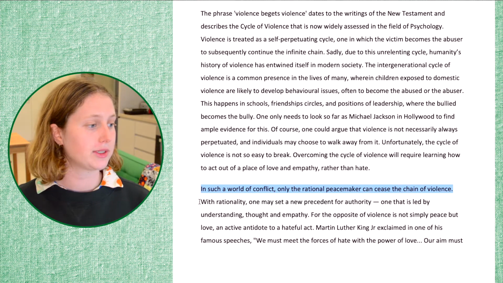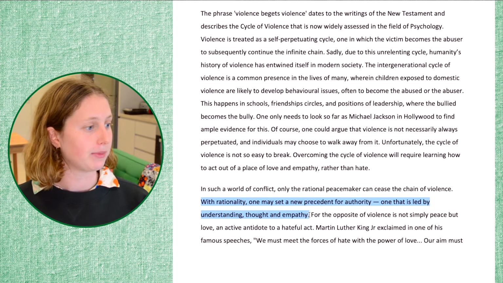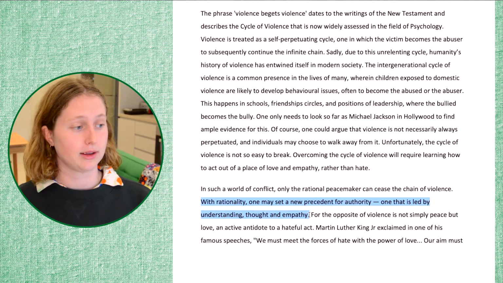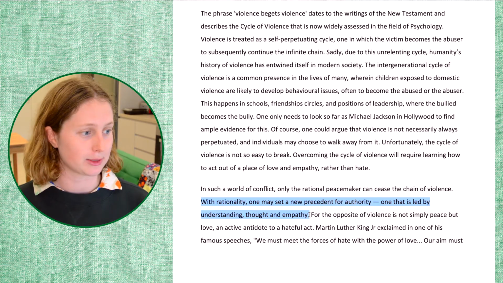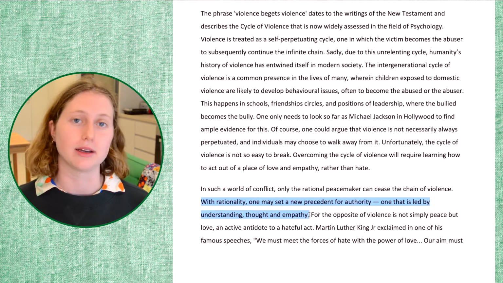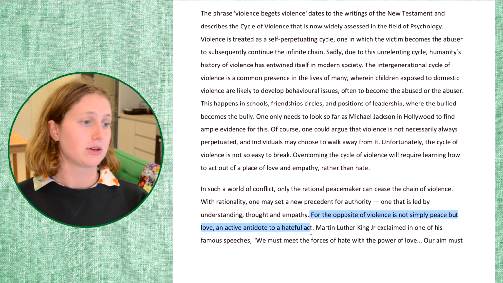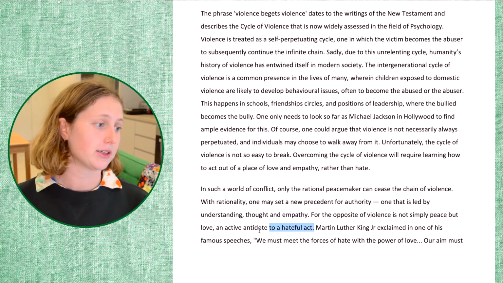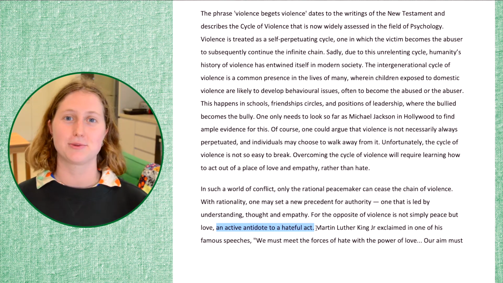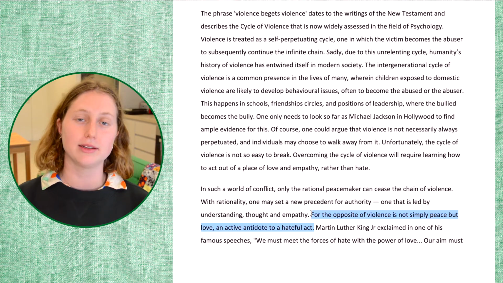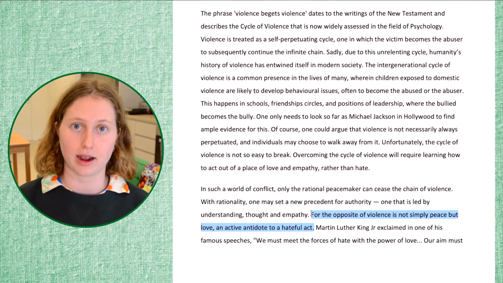All right, so I go on to say, with rationality, one may set a new precedent for authority, one that is led by understanding, thought, and empathy. So again, explaining my topic sentence, saying what I'm about to go into, and explaining why I think that the rational peacemaker can cease the chain of violence. And then I explain that with another nice sentence, for the opposite of violence is not simply peace, but love, an active antidote to a hateful act. Nice, so that's kind of like short and punchy, a bit informal, but it really tells the reader what I believe to be true, that solving violence and conflict is going to take love, not just peace, the action of love and being kind and empathetic.